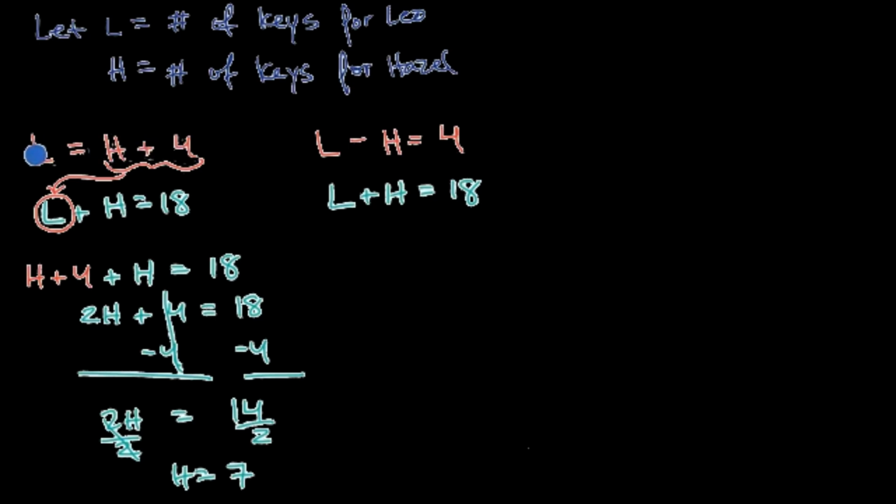But they're not even asking us for the number of keys Leo has. They're just asking us for the number of keys Hazel has on her keychain. And we just figured that out. Hazel has 7 keys.